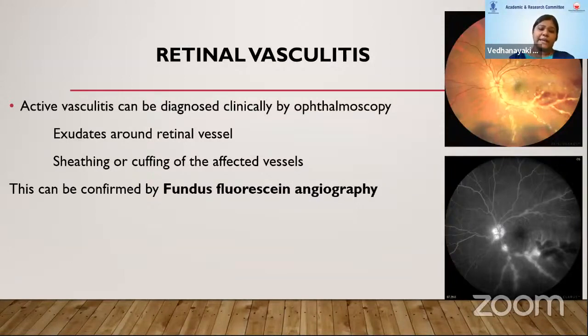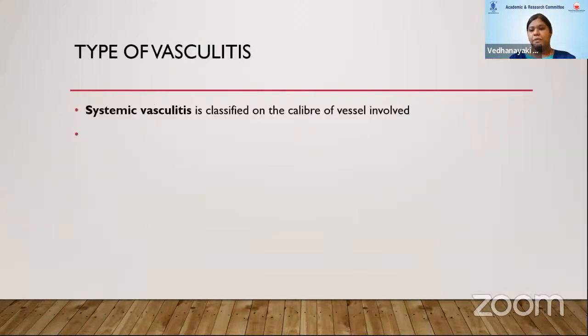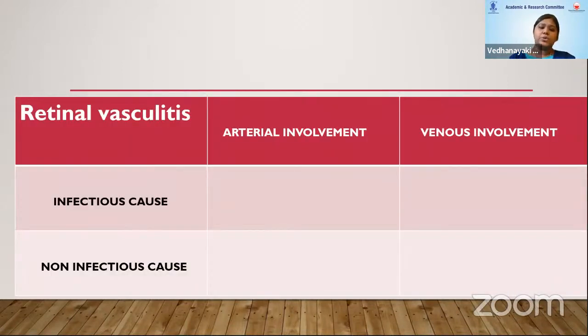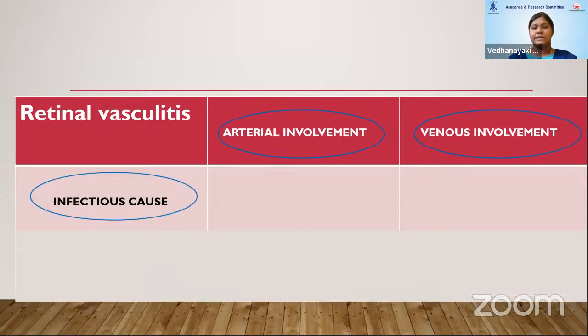It presents with exudates around the retinal vessel, giving the appearance of sheathing or cuffing of the affected vessel. And the same can be confirmed by fundus fluorescein angiography. Systemic vasculitis is usually classified based on the caliber of the vessel involved, that is, large vessel, medium vessel, and small vessel vasculitis. But when it comes to retinal vasculitis, we usually differentiate based on whether arteries or the venous system are involved, or based on the etiological cause, whether it's an infectious or a non-infectious cause. Today, we'll stick to the infectious causes of retinal vasculitis.